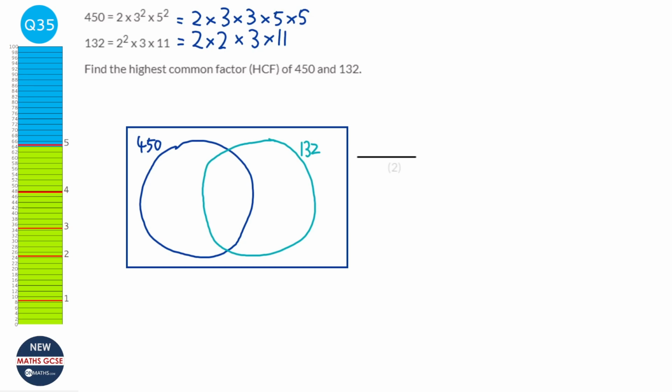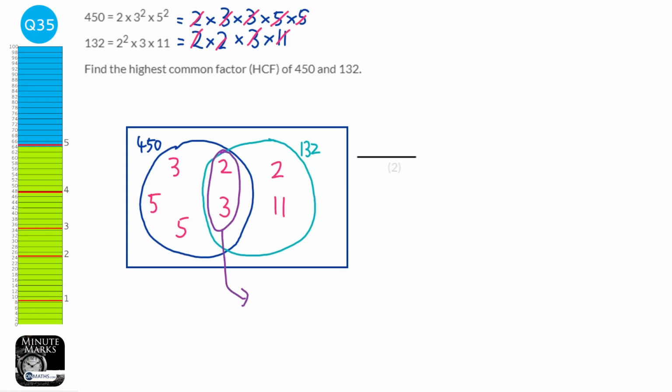So actually looking at the numbers, looking at the factors at the top, the prime factors, we can see they both have a 2 in them. So I cross them both out and put 2 in the middle. We can see they both have a 3 in them. So cross those 3's out and put a 3 in the middle. And then 450 has a 3, a 5 and a 5. And 132 has the 2 and the 11. So to find the highest common factor, as I said, you multiply all the numbers that are in the middle. And so the highest common factor will be 6.